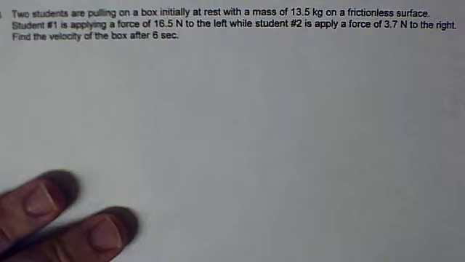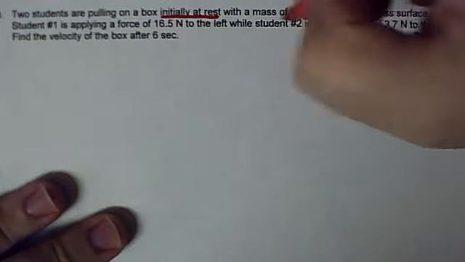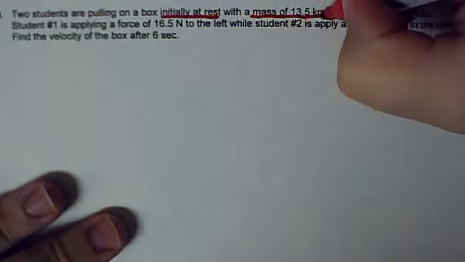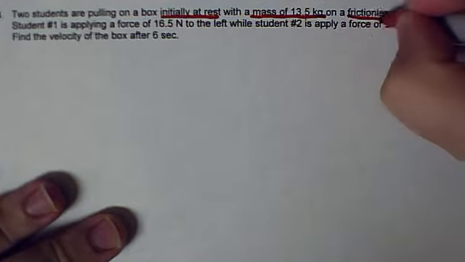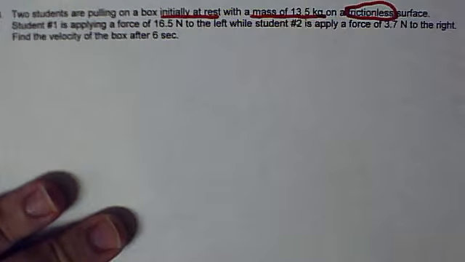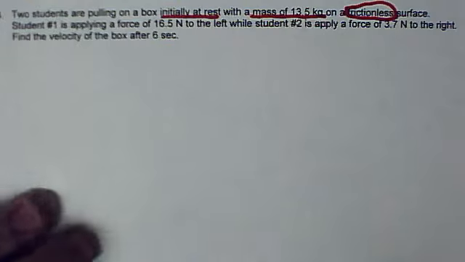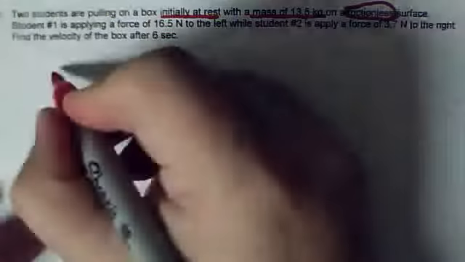Alright, two students are pulling on a box initially at rest with a mass of 13.5 kilograms on a frictionless surface, so there's no friction. Student 1 is applying a force of 16.5 newtons to the left.